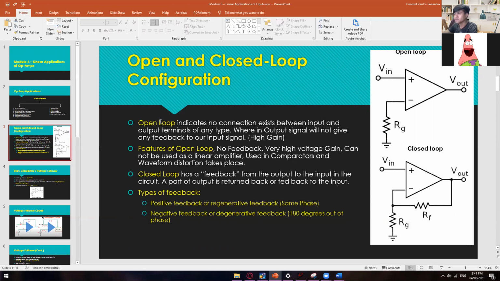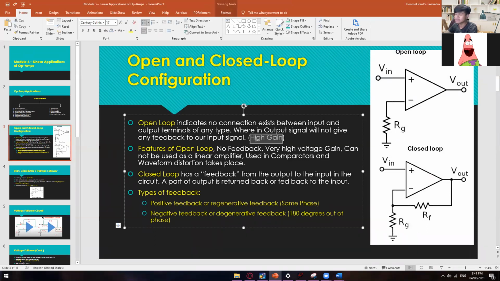For the open loop, this indicates that there is no connection between the input and output terminals of any type of circuit or amplifier. So as you can see, our Vout is as it is. It will not give a feedback to our input, so it doesn't have a connection or a feedback resistor. As a result, this will always give you a high gain, like 120 times or 1,000 times higher, like your 1 volt will become 1,000 volts.